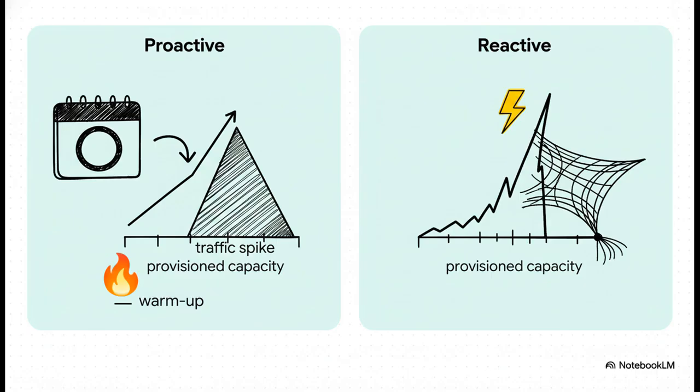Then you have the reactive tools, burst capacity and adaptive capacity, which are like automatic safety nets. Burst capacity saves up unused capacity from the last 5 minutes to handle quick spikes. And adaptive capacity, that's even smarter. It automatically redirects power to any hot parts of your table that are getting slammed, preventing one busy spot from slowing the whole thing down.